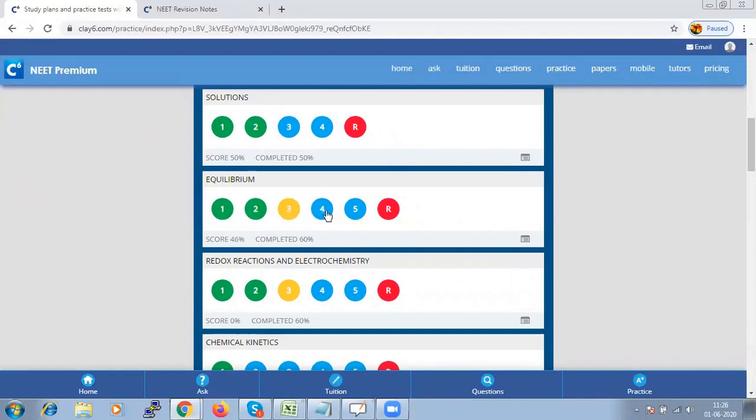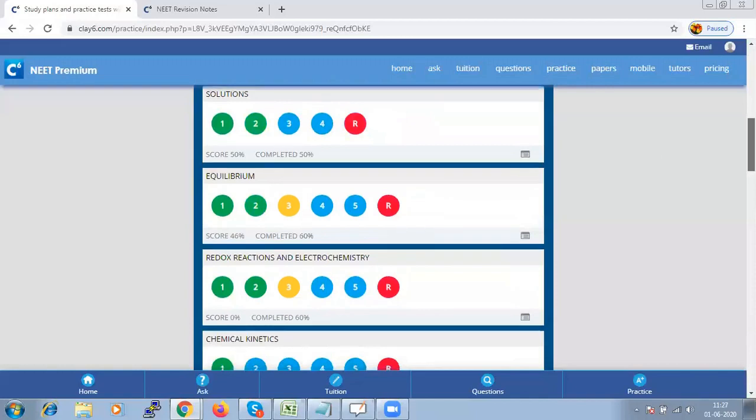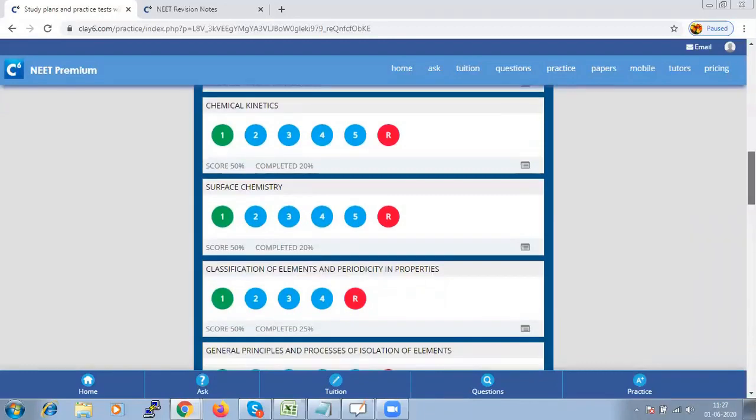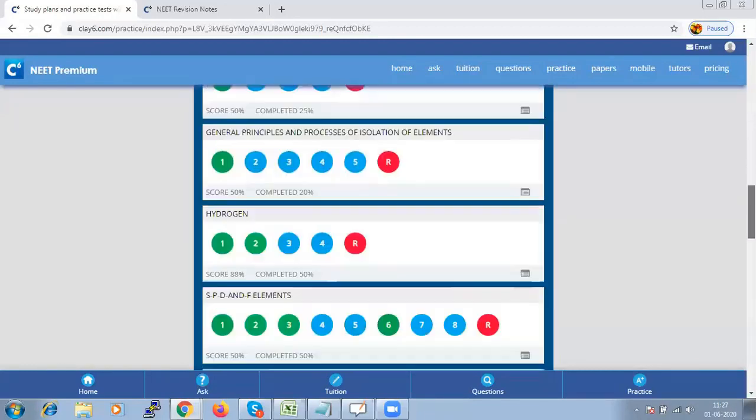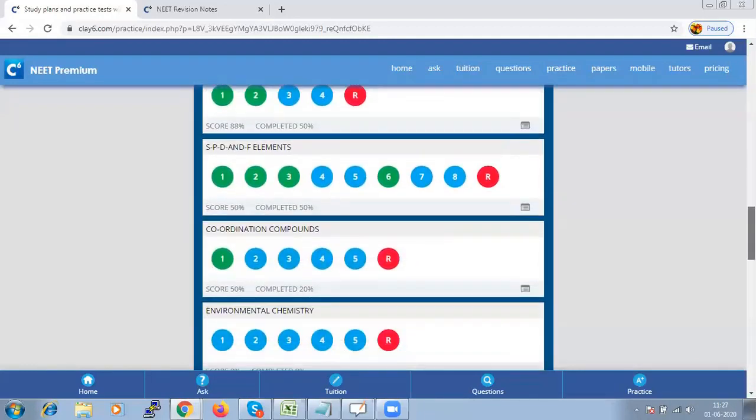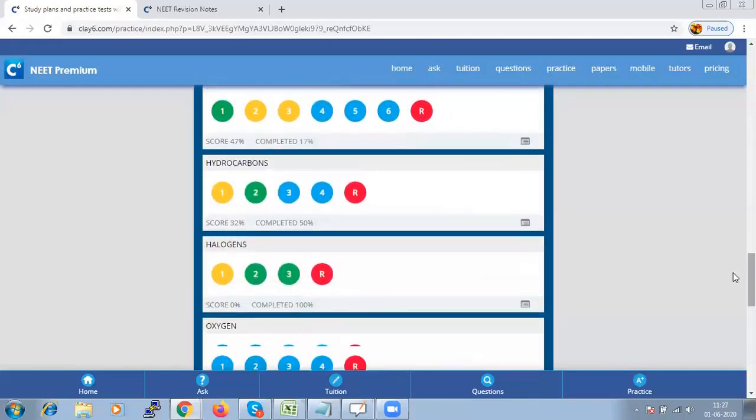Yellow means it is in progress. Blue means it is yet to be taken. And R is a random test if you need any additional practice from the same chapter. But a green color does not mean that you should not take the test. You can take the test any number of times until you get all the questions correct and you are confident in that particular chapter.